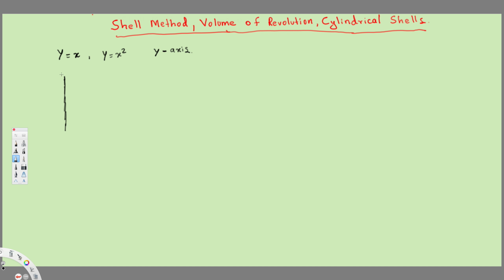Okay, first of all, we have the graph right here. If you see, y equals x is going to be a line, so let's draw a line right here. And also y equals x squared is a parabola opening up, so this is going to be something like this, right? So this is the shape of this graph.